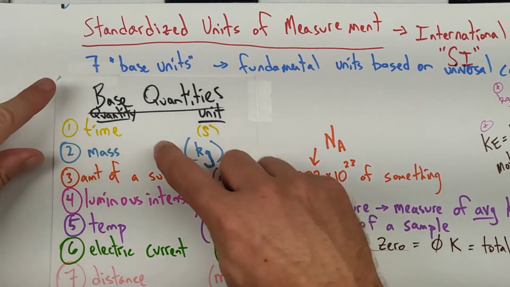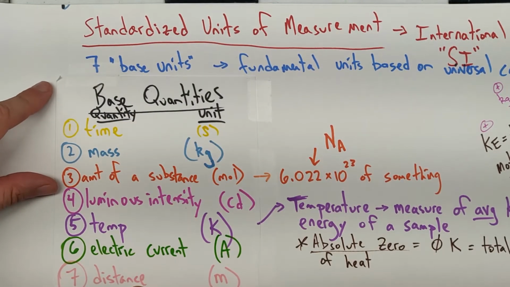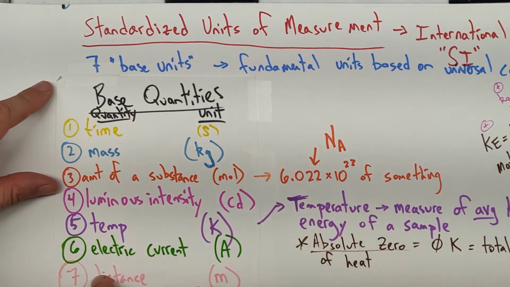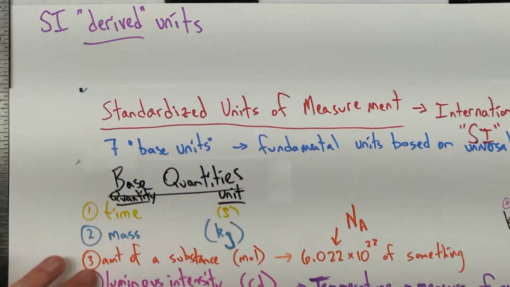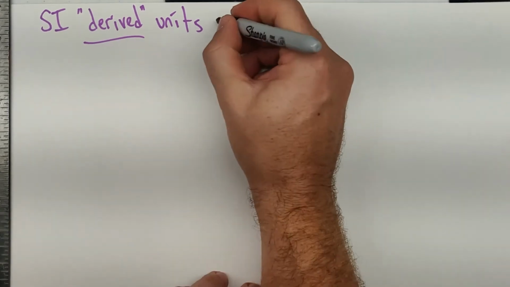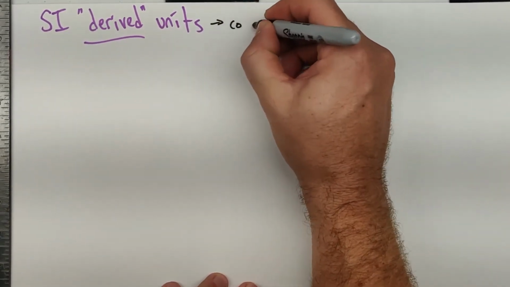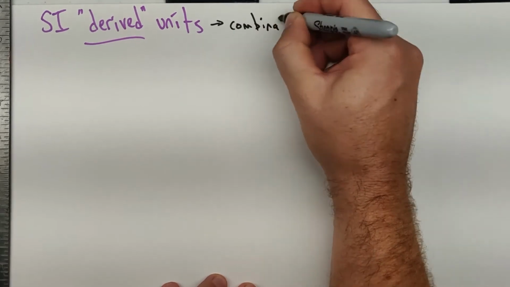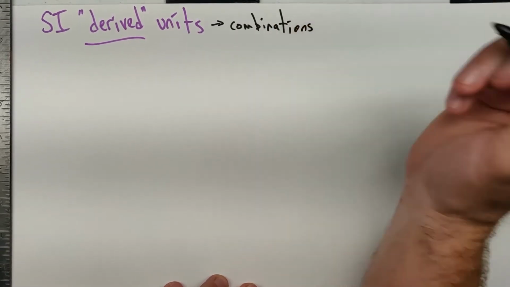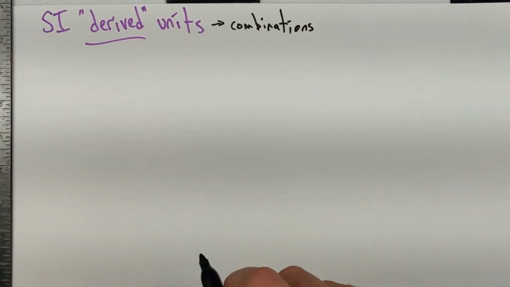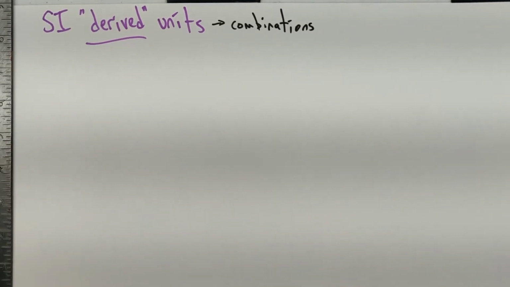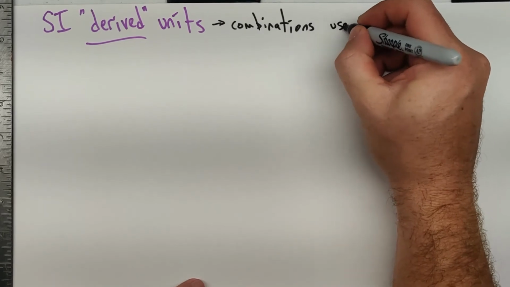And the question now is, what happens if I need to measure something that is not time or mass or whatever? Okay? And the answer is we use what are called derived units, and those derived units are just combinations of base units. And to be a little bit more clear, combinations of base units used to measure non-base quantities.